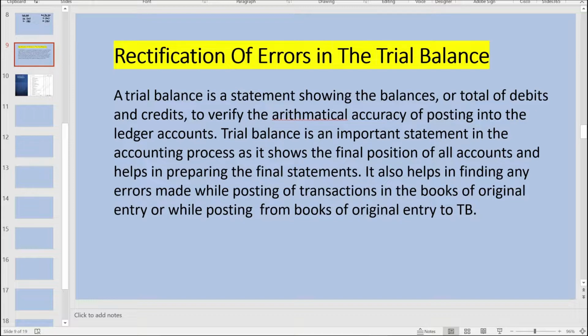That means my totaling of debit and credit should always match. But if the total of debit and credit matches, it is not a foolproof method saying that I have not made any errors while posting. There can be many errors which have occurred while transferring transactions from books of original entry to the trial balance, or while writing the amounts. So we will be covering all these things in today's class.